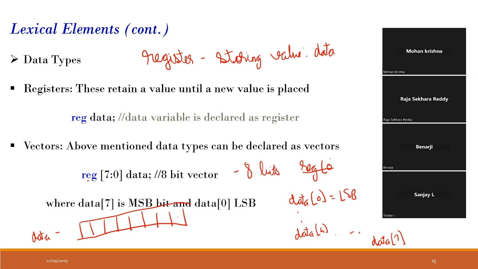This is my most significant bit, and this one is my least significant bit. Whatever values are stored in these boxes, that is in this register, we have defined that register to be an 8-bit register. So data 7 will have the most significant bit, and data 0 will have the least significant bit. The register is basically used for storing our value.